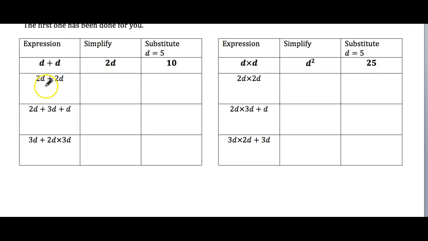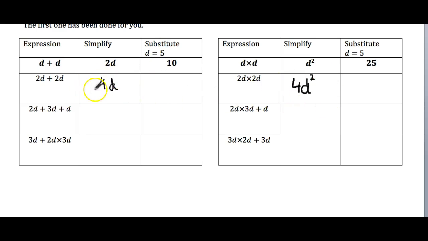Okay, so when we add 2d plus 2d, think about it as 2 donuts plus 2 donuts gives me 4 donuts. Here we have 2d times 2d, so we multiply the number first. 2 times 2 is 4, and then d times d is d squared. Okay, so see the difference with the sign? Here we've got an addition, here we've got a multiplication, so we have a different term.